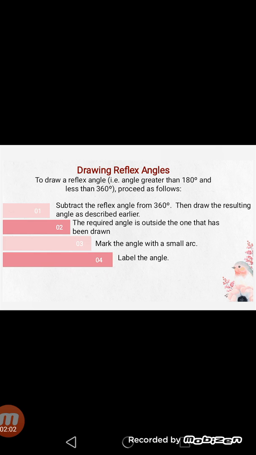It means we have inside angle and outside angle as well. The angle that is outside is the reflex angle. And number 3, mark the angle with a small arc. It means we will draw an arc to represent the reflex angle. And the last step is label the angle. It means you have to write that specific measurement of reflex angle on the diagram.